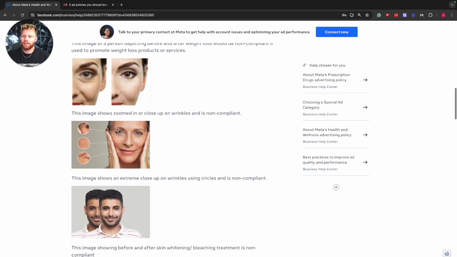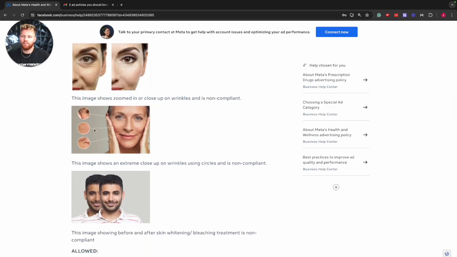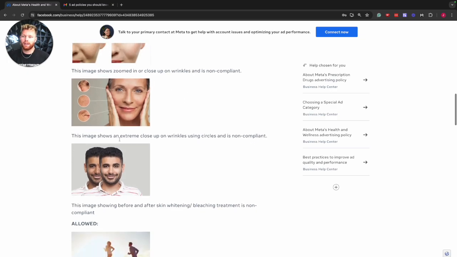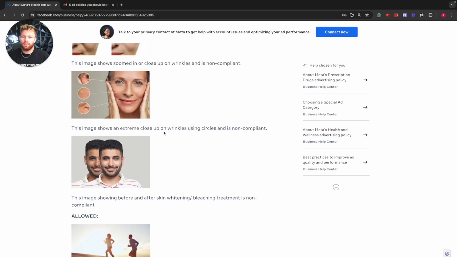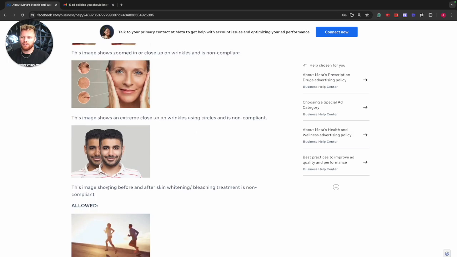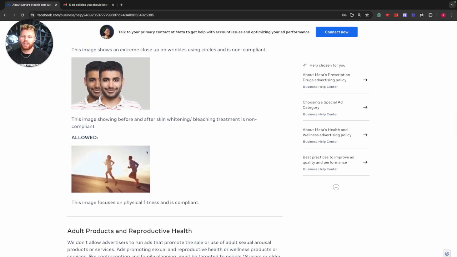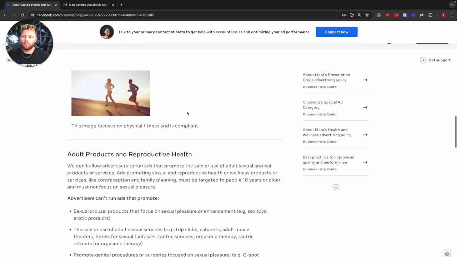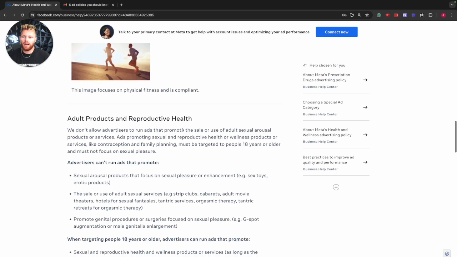So the other thing, look at this. This is even things that aren't weight loss, like zoomed in before and after, or zoomed in on wrinkles, apparently isn't even compliant. And if you go up, this one right here says, this image is showing before and after skin. So look at that, light skin, dark skin. You would think it wouldn't be that big of a deal, but that's why you actually have to focus on what's allowed and read these actual processes on here. So there's a lot more that goes into play.